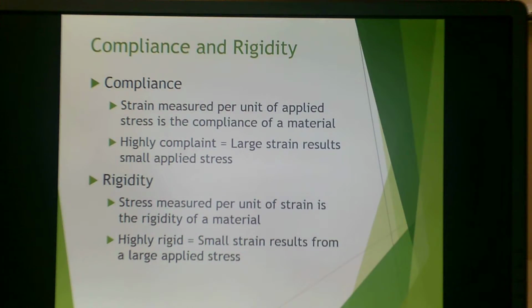Here we're going to define compliance and rigidity, and they're kind of opposite terms. Compliance is the strain measured per unit of applied stress. If something is highly compliant, a large strain results from a small applied stress. Rigidity is the stress measured per unit of strain. A highly rigid material has a small strain result from a large applied stress.